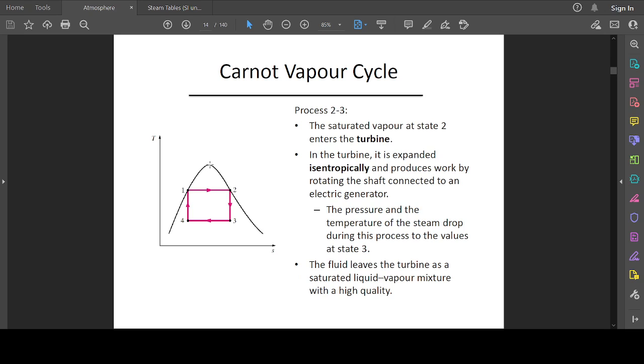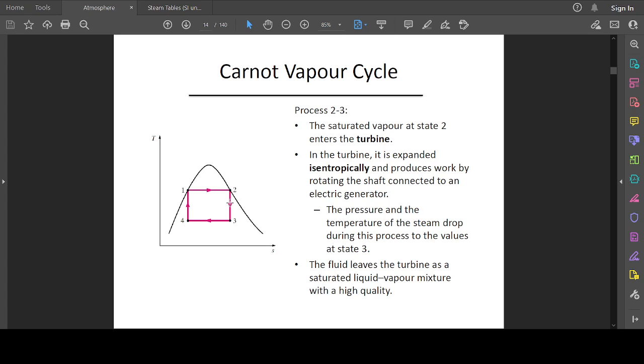Remember, this is the critical temperature, and the distance from here to here is just converting from liquid to vapor, saturated vapor. So at process 2 to 3, at stage 2, the saturated vapor enters the turbine, and in the turbine is expanded isentropically. This simply means that the entropy remains the same as the steam is expanded in the turbine, and the turbine as well is adiabatic, meaning there is no heat added in that process. And this produces work by rotating a shaft connected to the electric generator.